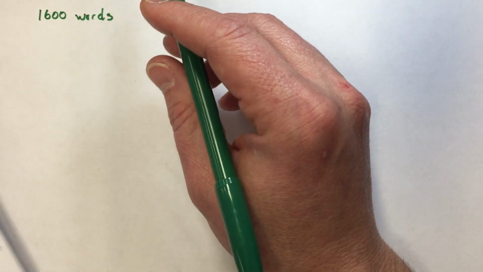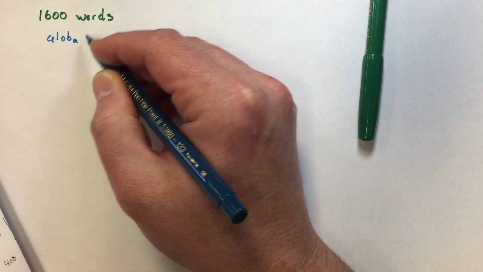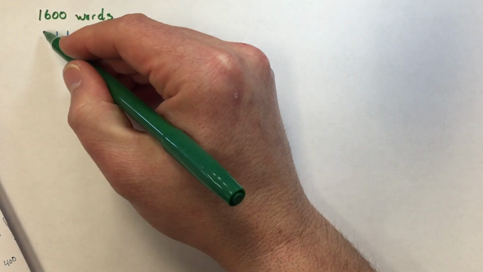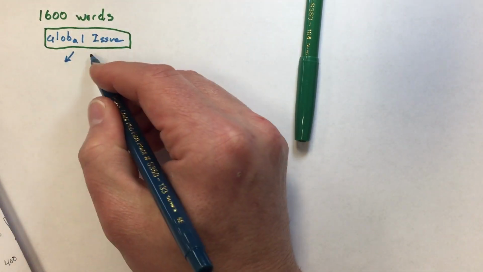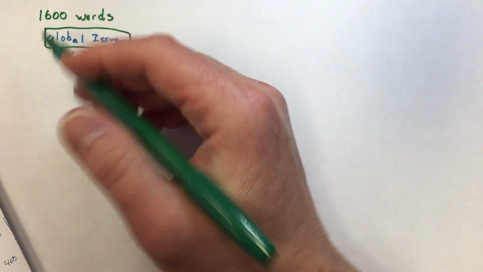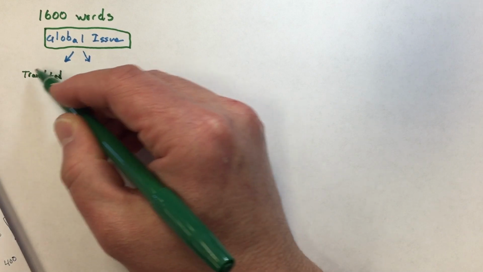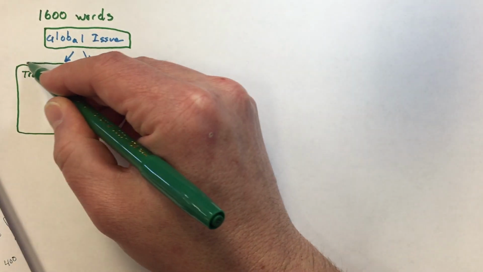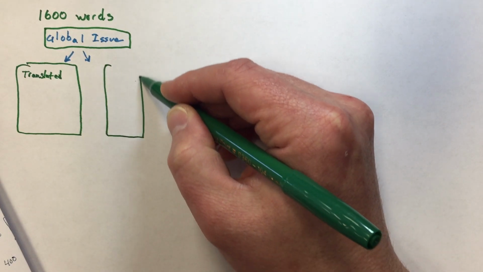And those 1,600 words are going to be divided between speaking about a global issue on top, which is going to be pretty brief. You're going to introduce your global issue up at the top, and then divide the rest of your time between examining two texts. A translated text, and I'm speaking English here, so our translated text is going to be translated into English, and the other text is going to be originally written in English. So I'll just refer to that as the translated and the English.